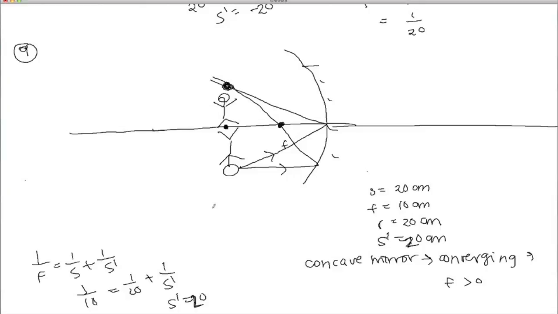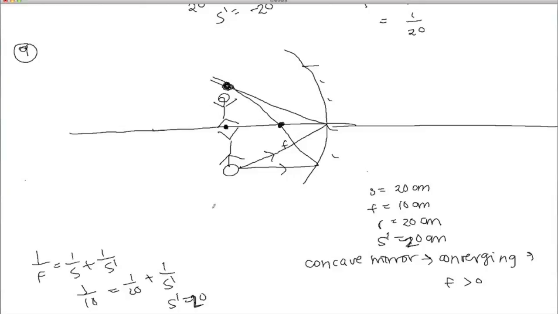I think you might have forgotten what the sign convention is for F. Because it's converging, right? I wrote that here. Yeah, because it's a converging mirror. Therefore, F is going to be positive. How did we know it was going to be a converging mirror? Oh, because it's a concave mirror. Yeah. Okay. So, by the way, R here is positive 20.